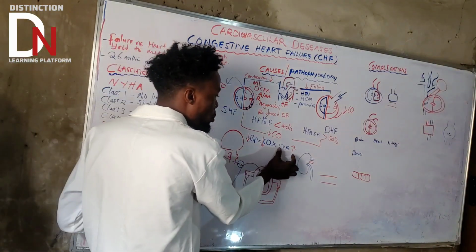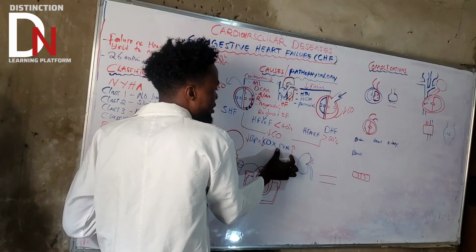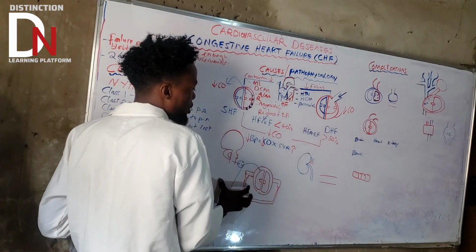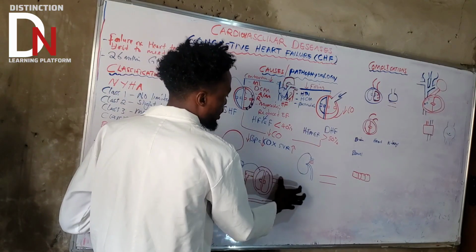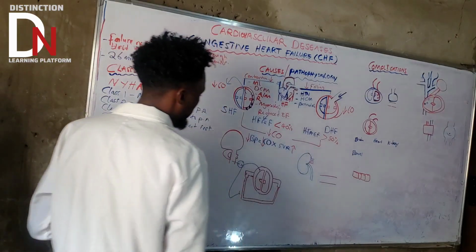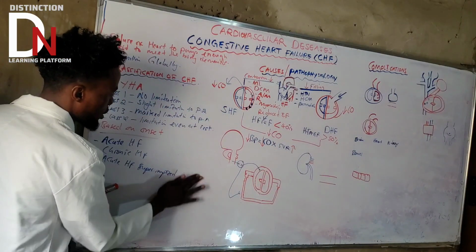We'll talk about how the body compensates by increasing the systemic vascular resistance using these two important mechanisms. Now let's talk about cardiac output.